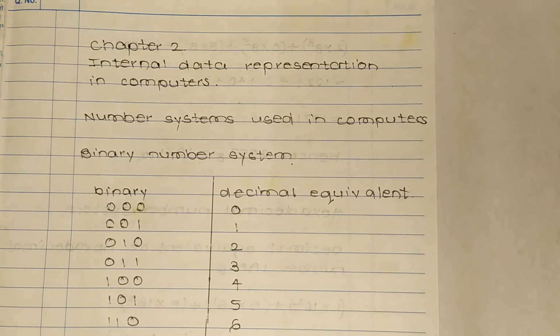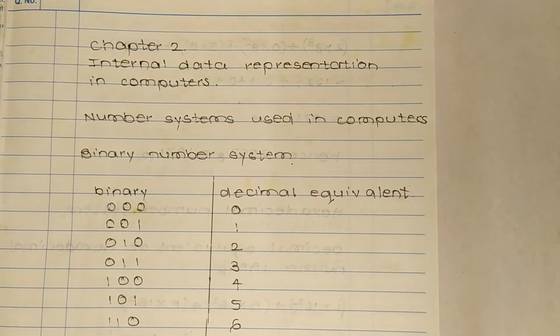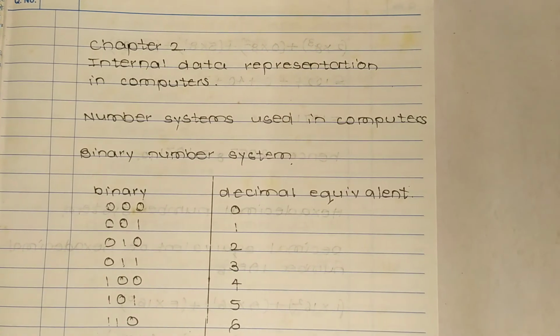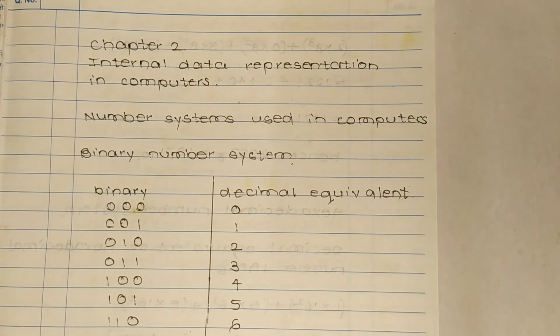So the decimal number system is the common one which is used in our day-to-day life. In this system, the base is equal to 10. So the base is the maximum number of digits present in that system. So in the decimal number system, the base is 10 because there are altogether 10 symbols or digits, that is 0, 1, 2, 3, 4, 5, 6, 7, 8 and 9.